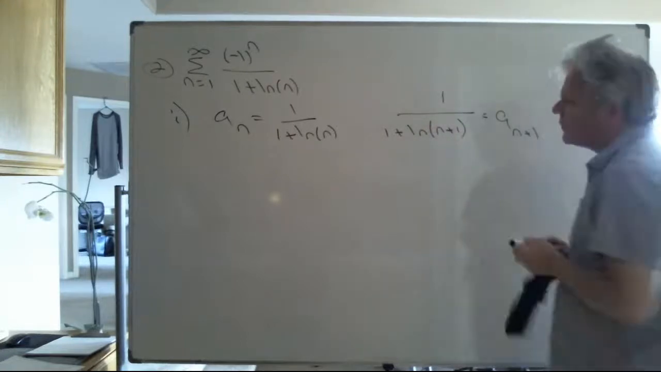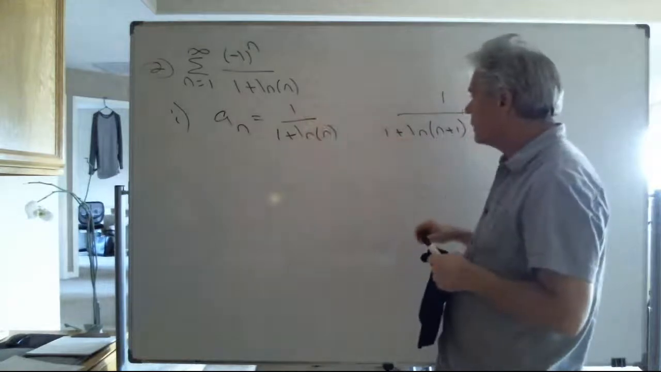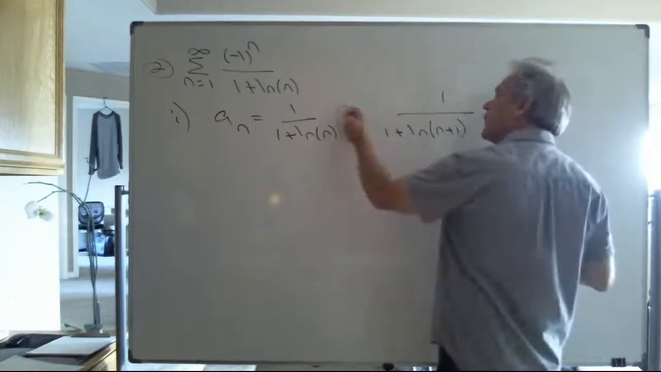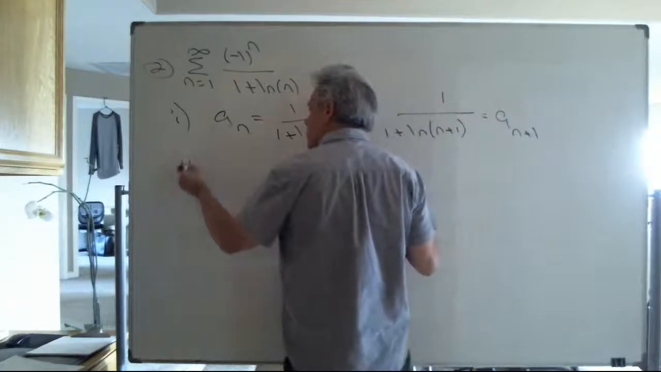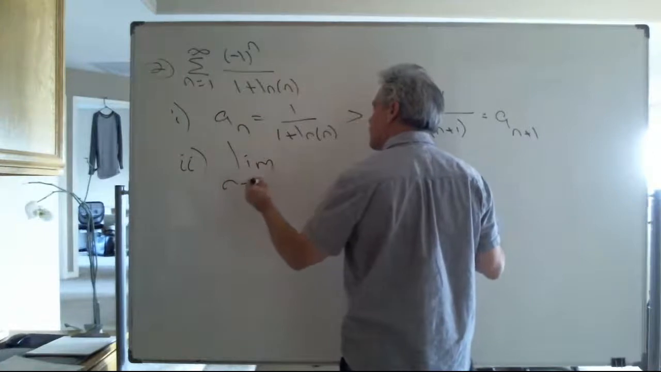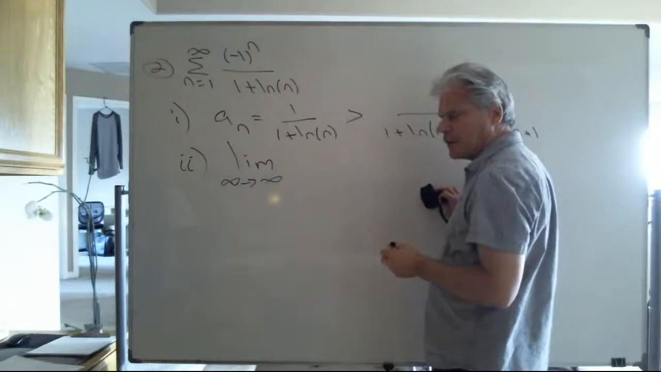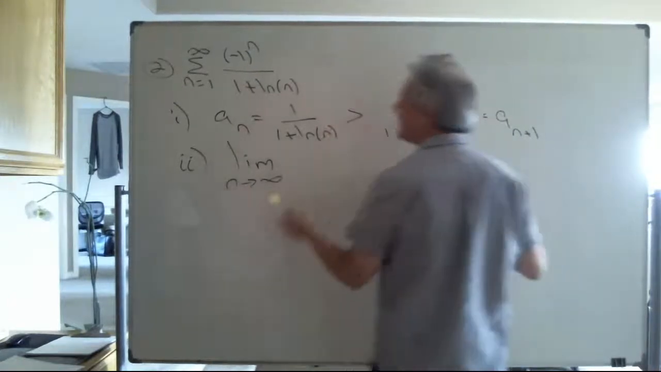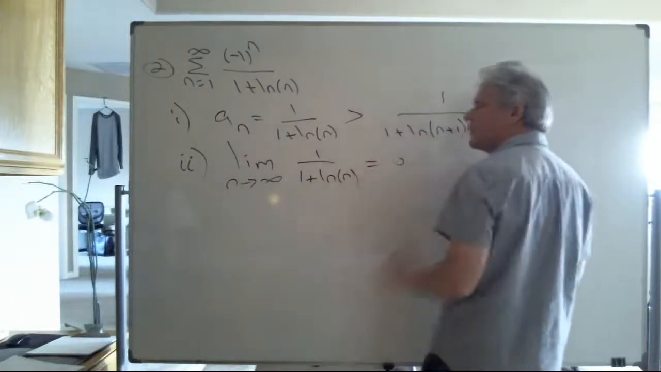But yet again, just as with the alternating harmonic series, notice how these two numerators are equal to each other. But given that this denominator is larger than that one, this fraction has to be strictly smaller than that one for all natural numbers n. To check the second criteria with the alternating series test, just by observation, isn't it pretty clear that as n increases without bound, this particular a sub n is equal to 0.